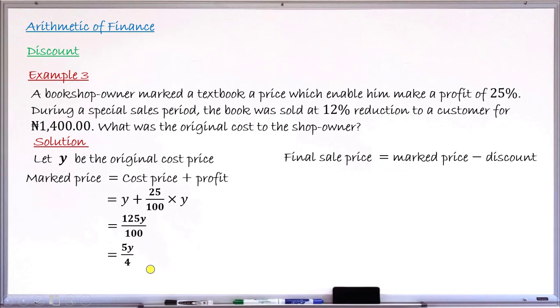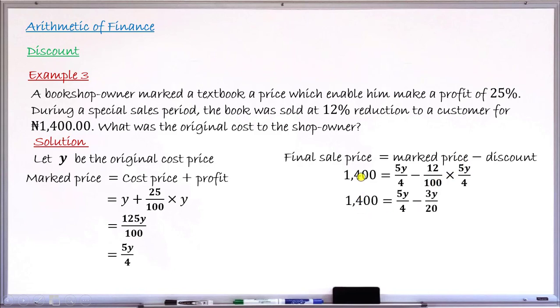What I don't know is this letter y, which I will now have in this equation. So substituting, I'm going to have 1,400 for the final sales price equals the market price 5y over 4, then minus the 12% of that market price, that is the discount. So 12 over 100 multiplied by 5y over 4. Now I perform this multiplication. The 5 in 100 gives me 20, the 4 in 12 gives me 3. So on top I'm having 3 times y, which gives me 3y over 20.